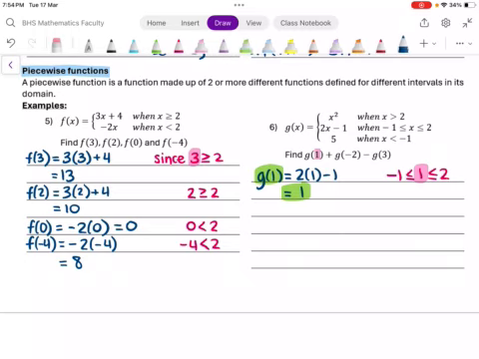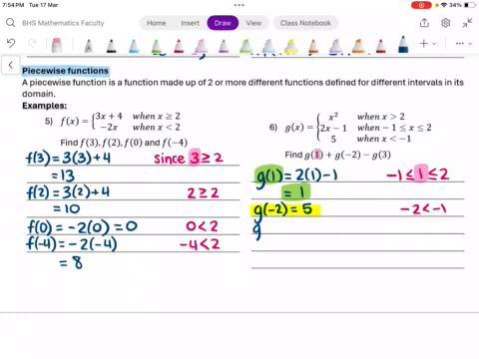Next, we're going to find g of negative 2. Now negative 2 is less than negative 1. So we're going to use that last function there. And we're just told that when x is less than negative 1, it is equal to 5. So that means that g of negative 2 is equal to 5.